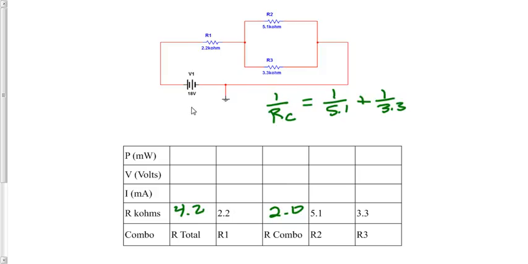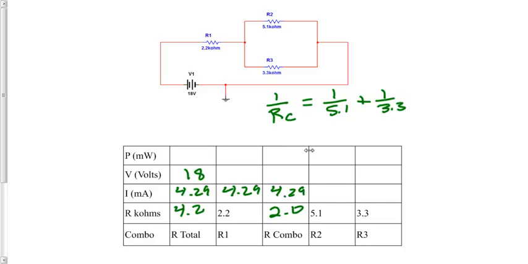Look at our circuit. There's 18 volts for the total voltage, and that'll be on the total resistance then. So we use this chart here. Volts is equal to the product of current times resistance. Therefore, current is voltage divided by resistance. So I'll take 18 divided by 4.2 and get 4.29, and that'll be milliamps. And I'll record that all the way through our combo here.